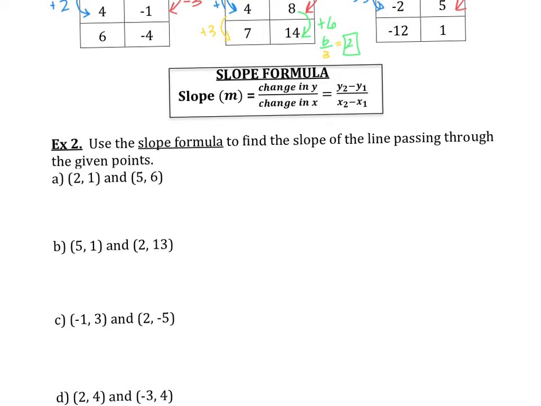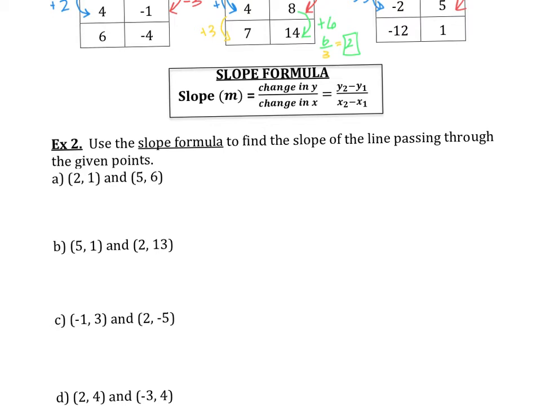Okay, for these ordered pairs, we're going to try to use the slope formula to calculate it. So it says use the slope formula to find the slope of the line passing through the given points. Okay, they give me 2 points. Now, the little 1 and 2, they're called sub 1 and sub 2.